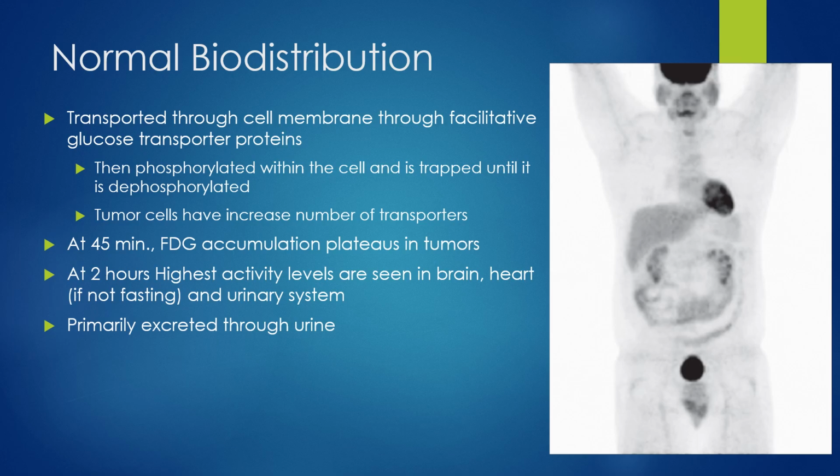heart, if they're not fasting, and in the urinary system. FDG is primarily excreted through the urine, so it's normal to see the bladder being very hot, ureters, and also the kidneys.